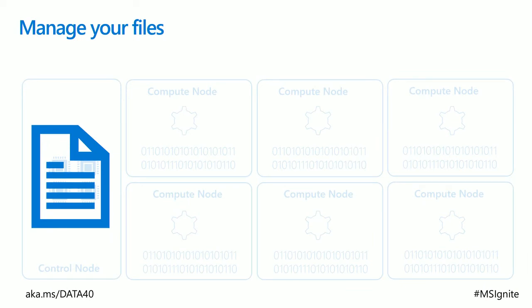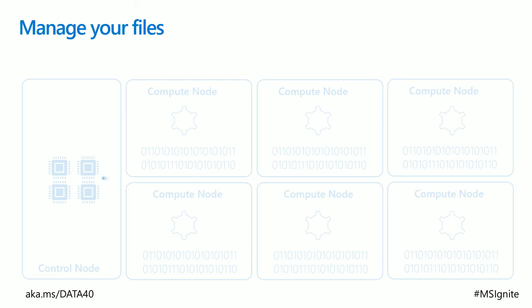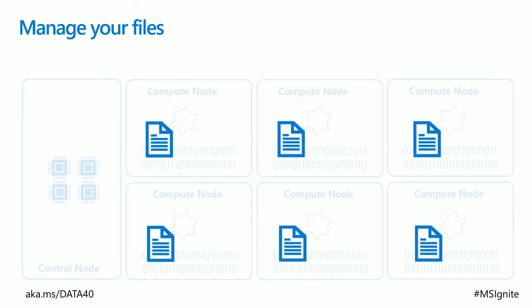Number 1, manage your files. It is better to split one big file into the same number of compute nodes that you have, 6 is the maximum, than to have one big file being processed. How does that look? In this example, we have one big file, and what we do is we take it and we split it into little files so they can be processed by each compute node. That is how you get your parallelism. Does that make sense?